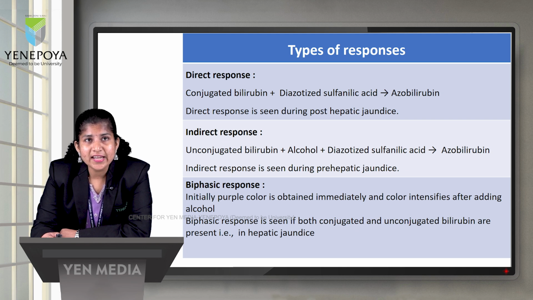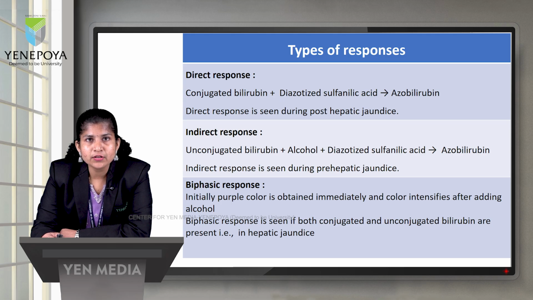Next is the indirect response, where the unconjugated bilirubin is made to react with alcohol as well as diazotized sulfanilic acid, which gives azobilirubin. This response is seen in case of prehepatic jaundice. Next is the biphasic response.